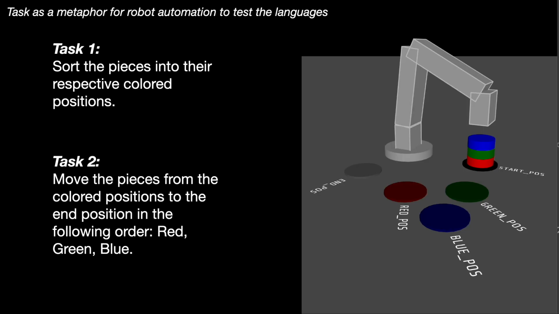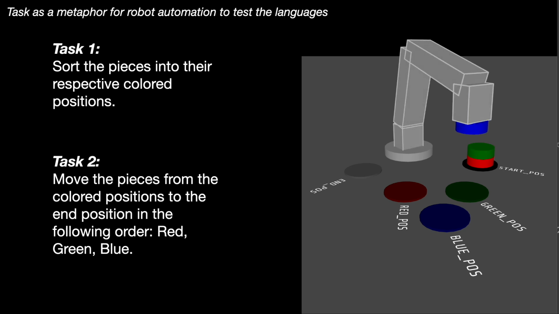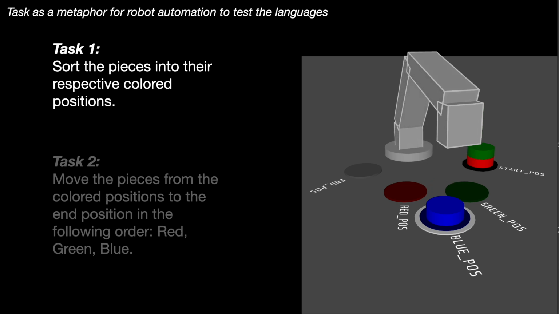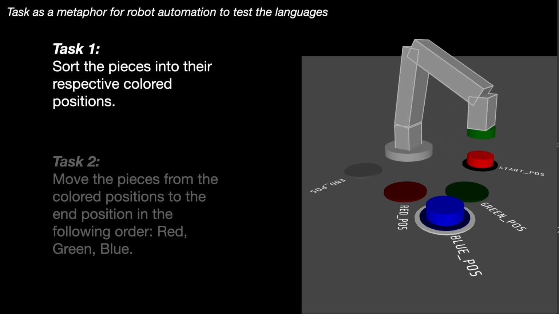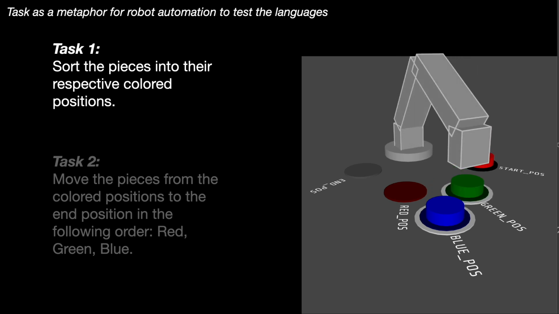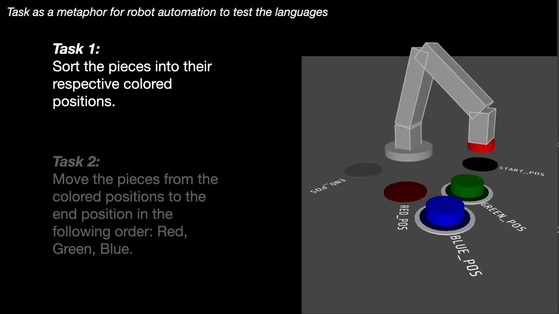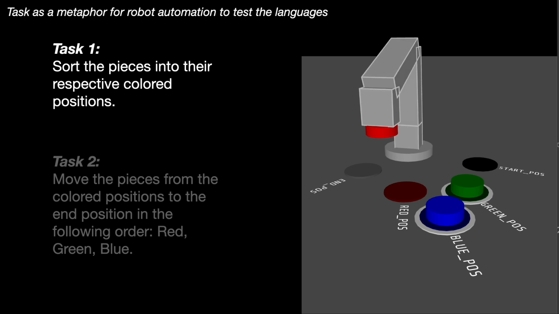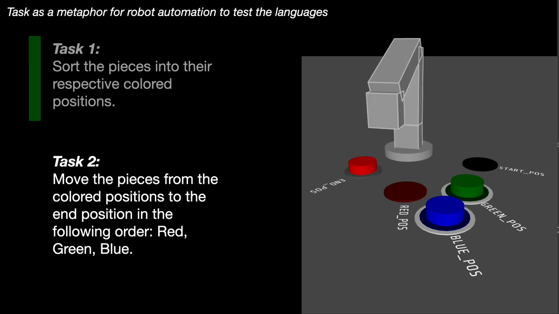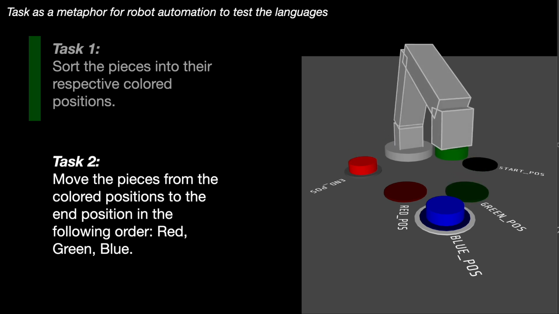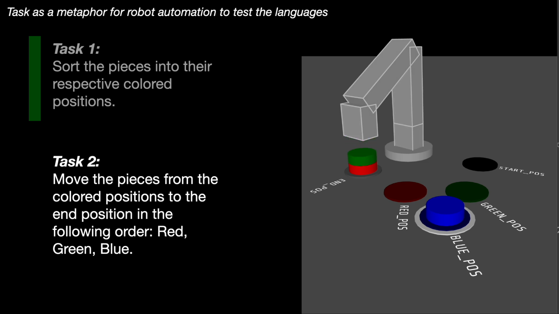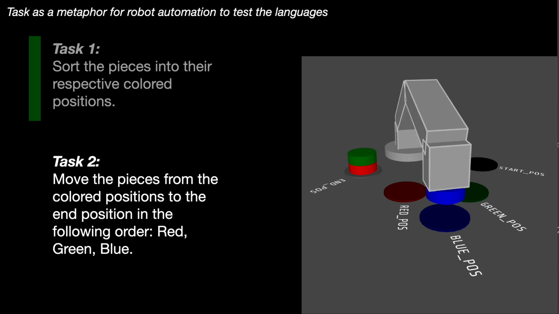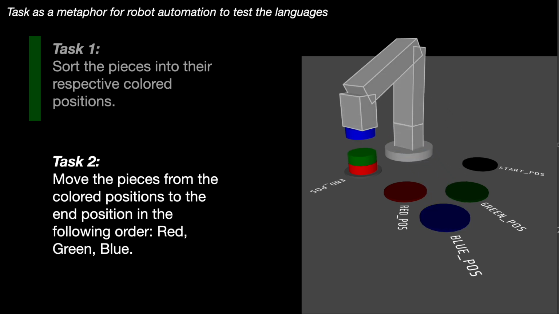As a metaphor for robot automation, we created a task consisting of two subtasks. The first task was to sort the pieces into their respective colored positions. And secondly, it was to move the pieces from the colored position to the end position in a specific order. In this case, it was red, green, and blue.